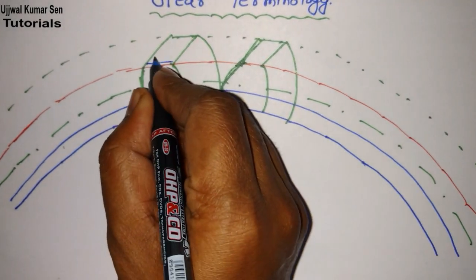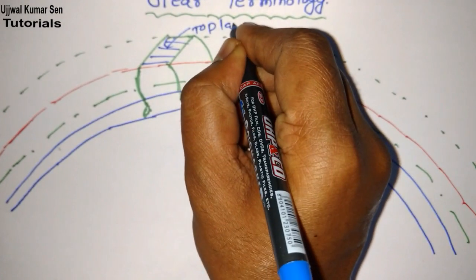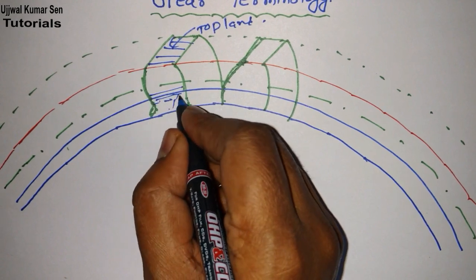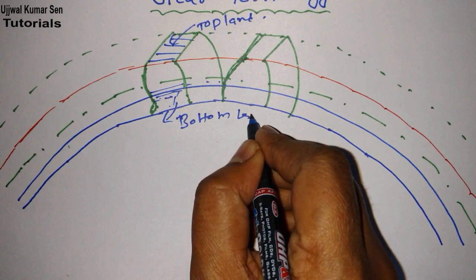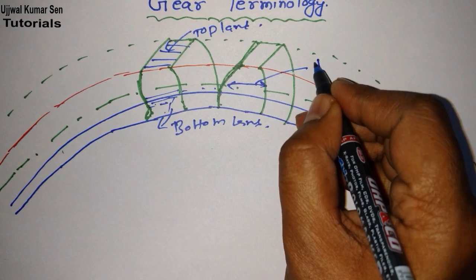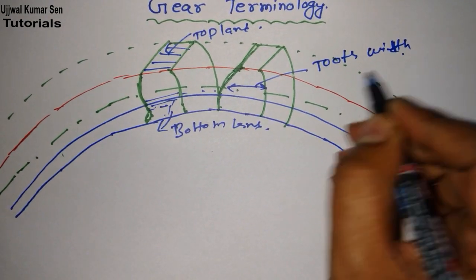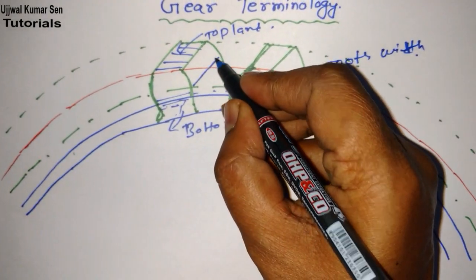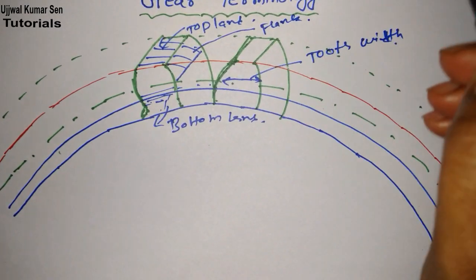First of all, the first one, this one is known as top land. This is the top land, right? And from here to here, you can say that is the bottom land. We have bottom land also. And from here to here we can say this is the tooth width, tooth width. Okay, and one more, the most important one: this one is known as flank, right?